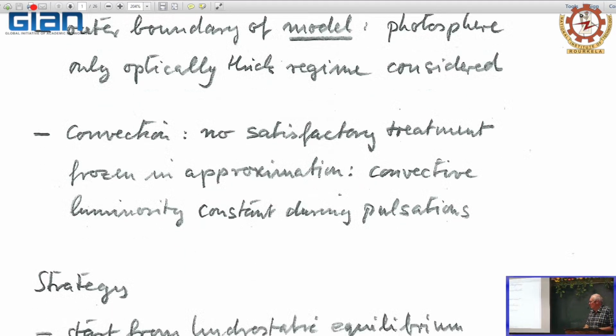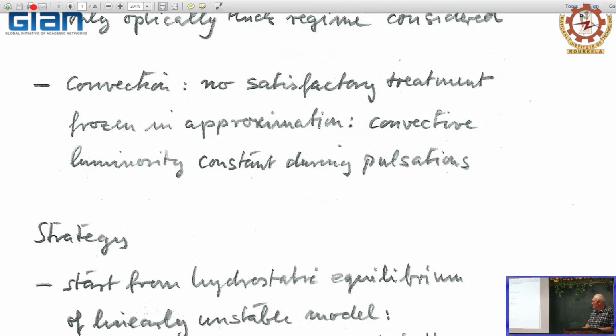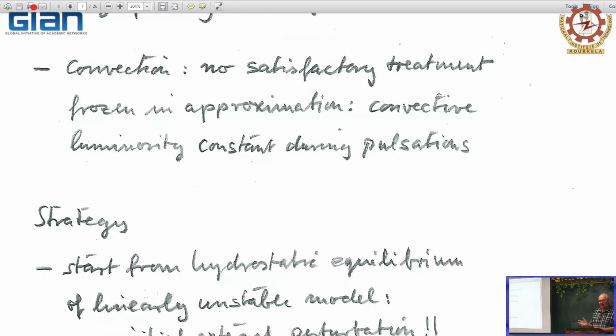Okay, so how shall we proceed once we do a 1D nonlinear simulation? Well, we start as outlined in the beginning. We will start from hydrostatic equilibrium, and we select a linearly unstable model. So we have constructed a hydrostatic model, and we have investigated it for linear stability with respect to radial perturbation, and we select one of these linearly unstable models.